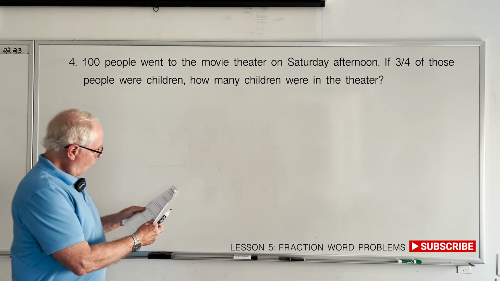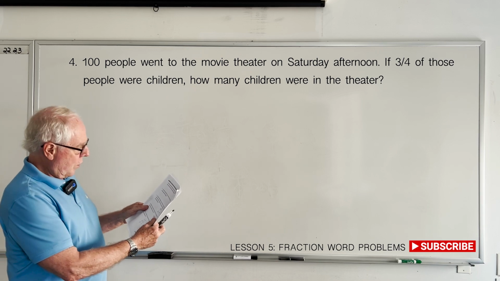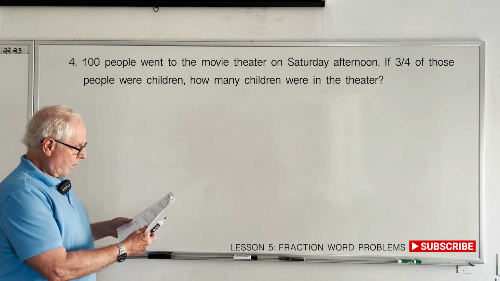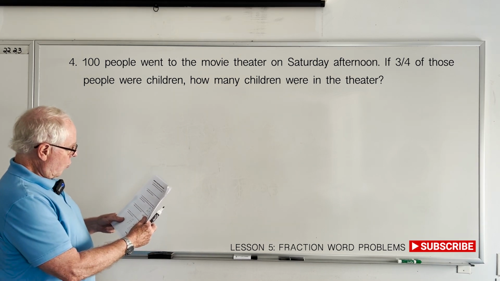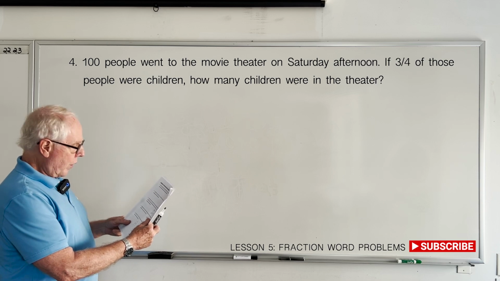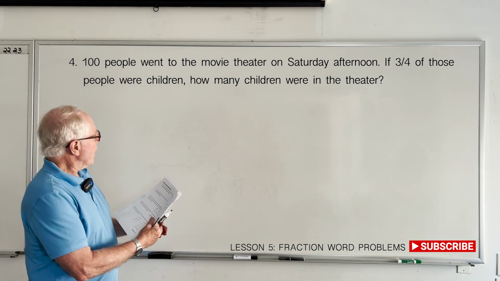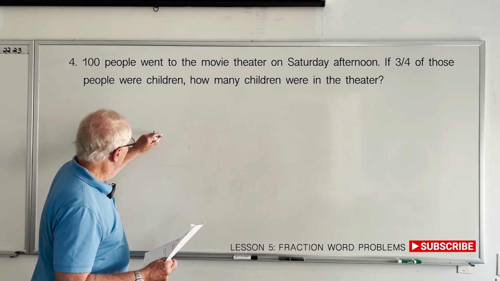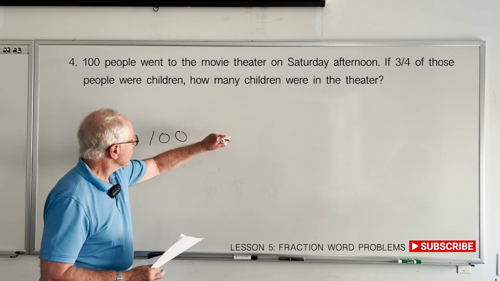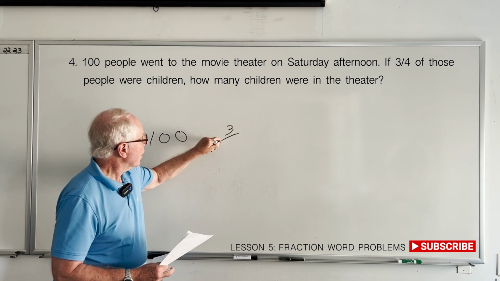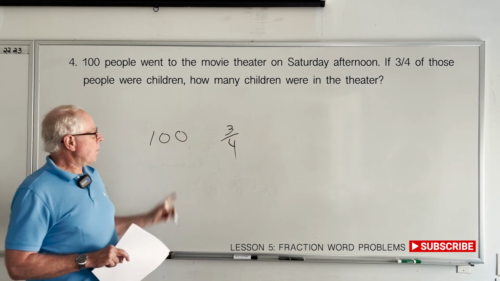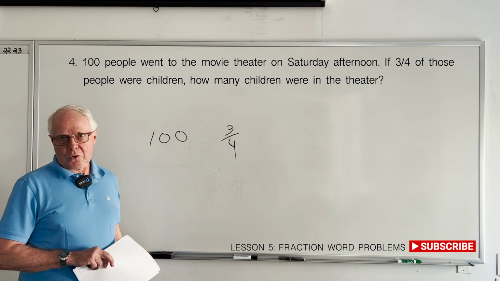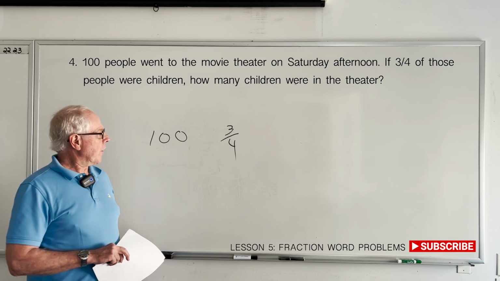Next one's number 4. 100 people went to the movie theater on Saturday afternoon. If 3/4 of those people were children, how many children were in the theater? So again, our two numbers are 100 and 3/4. I don't think anyone's going to be tempted to add or subtract these two numbers. So it's a question of multiplying or dividing.